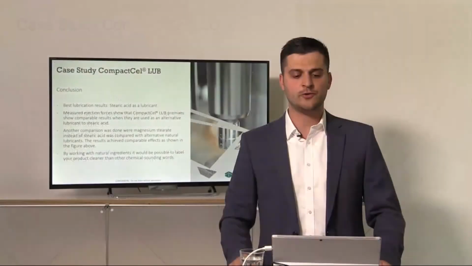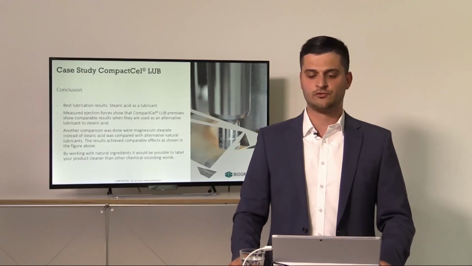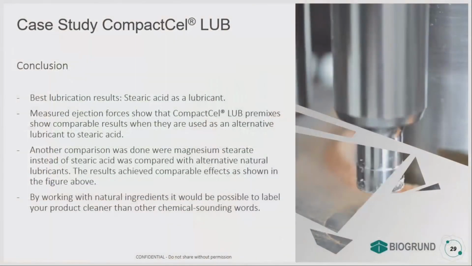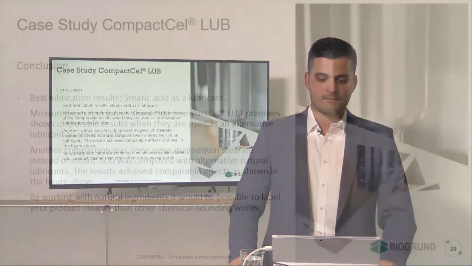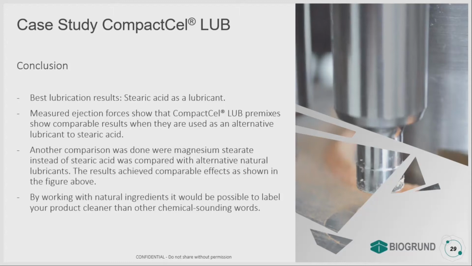The results show that the combined power of a group of ingredients when they are working together is greater than the total power achieved by each working separately. In terms of Compact Cell LOOP, we are talking about the combination of cellulose, rice extracts, waxes, and oily ingredients. Another comparison was also done with magnesium stearate, and we achieved comparable results in this case. And it makes it possible to label your product more clean, as I said, instead of other chemical sounding words.